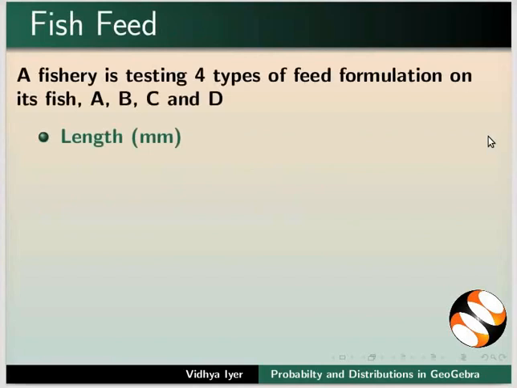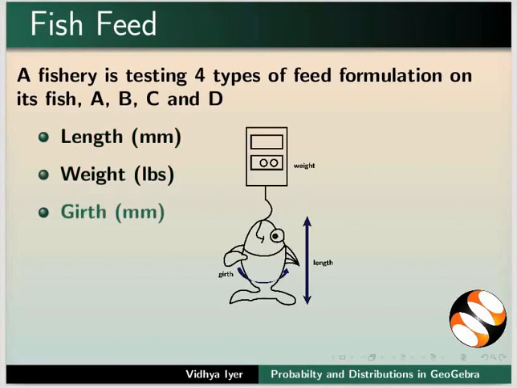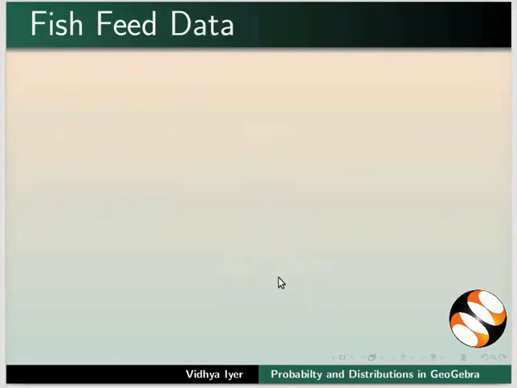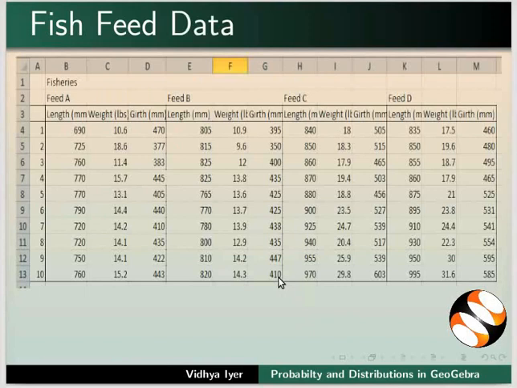Let us look at an example. A fishery is testing four types of feed formulation on its fish, A, B, C and D. Data to be collected after feeding the fish for 6 months are length in millimeters, weight in pounds, girth in millimeters. Let us look at some of these data. Fish feed data. We will use these data for our analysis.